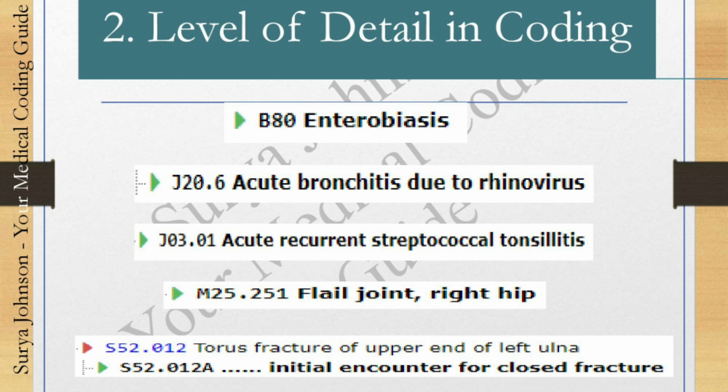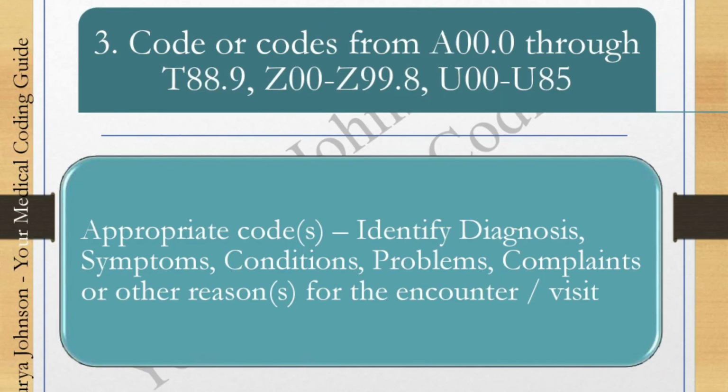And the last code, S52.012A, has the complete 7 characters because there is a classification with a 7th character, so it is a code. The third one: codes from A00.0 through T88.9, then Z00 to Z99.8, and then U00 to U85. So these are the entire code list.